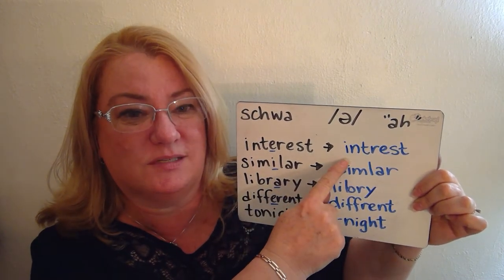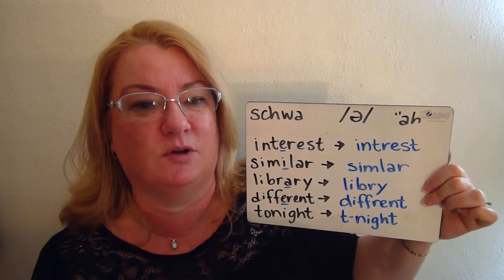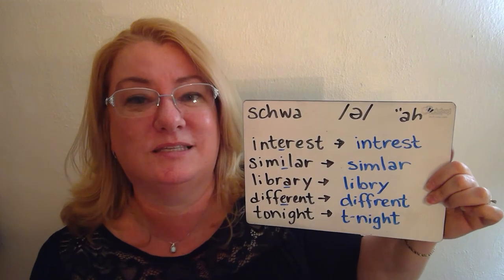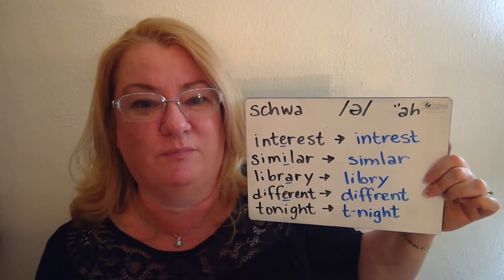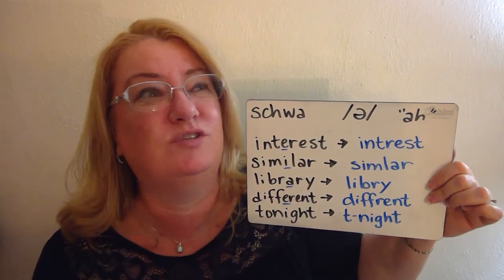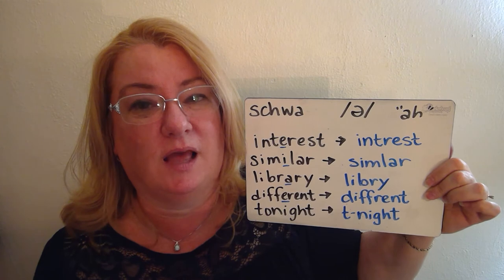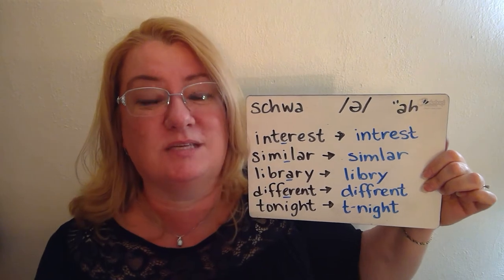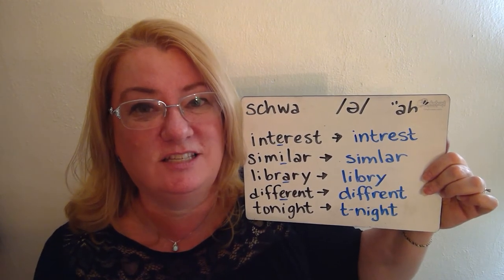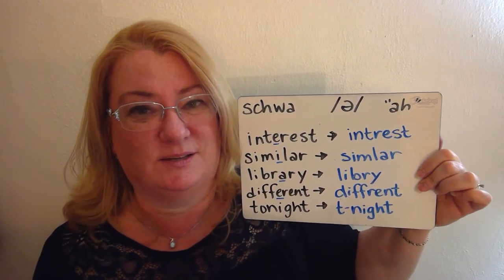Interest, interest. You can hear that sound skipped over. Similar becomes similar, because we just slide right through. Library. My students have a hard time writing it because we don't pronounce it the way it's spelled. We say library. And then different becomes different, and tonight becomes tonight. Interesting how that kind of works.